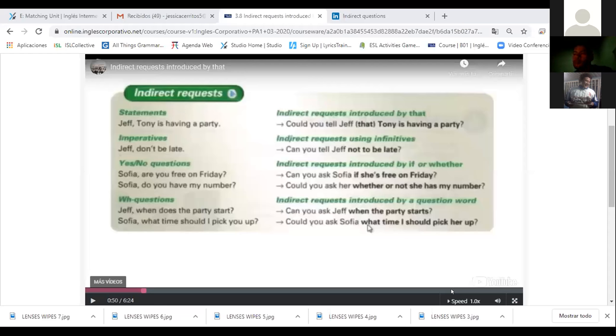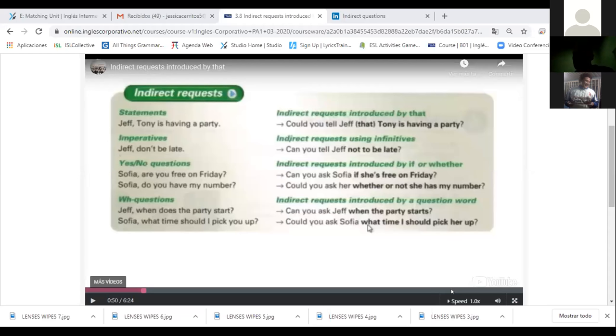O sea, si yo le digo, podría jalarle el pelo a ella, ya es una. Sí, me refiero a que puede usarse con otros verbos. Sí, no, usted puede usar el verbo que sea. Ajá, media vez hay una tercera persona, cae en este caso. Cae en ese caso. Ahora, lo que es importante, necesito que entendamos aquí, es porque hay varias formas. Teacher, varias.